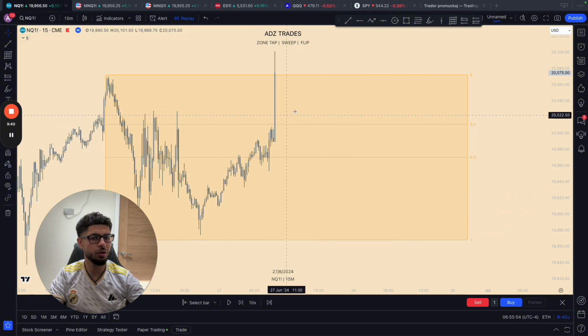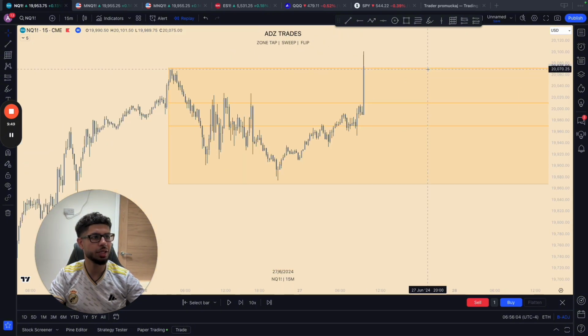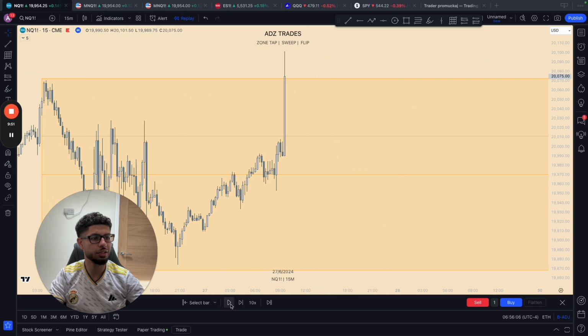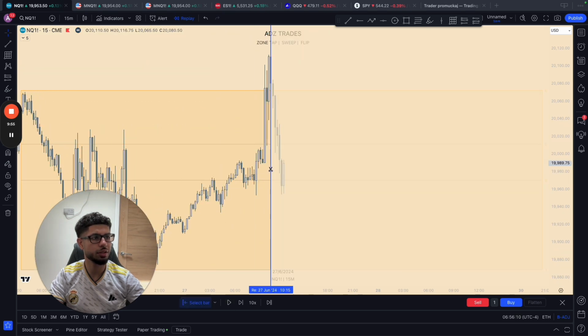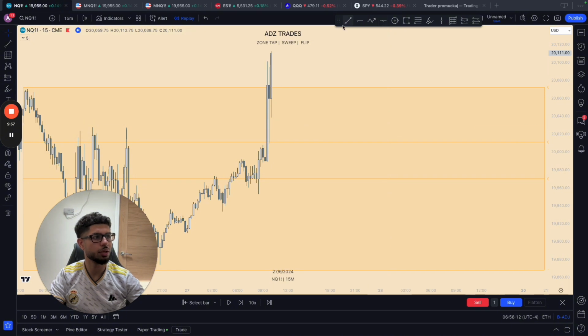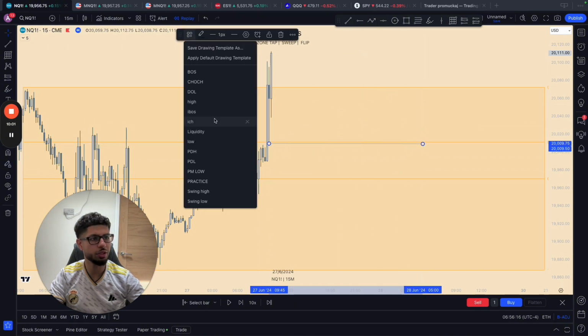And price has now broken out of this zone. What do we need now? We need a tap back in and a new high to be created. Perfect. And we did that at this candle here. So that was our tap. And then we created a new high. So now what do we need? Now we need our sweep.